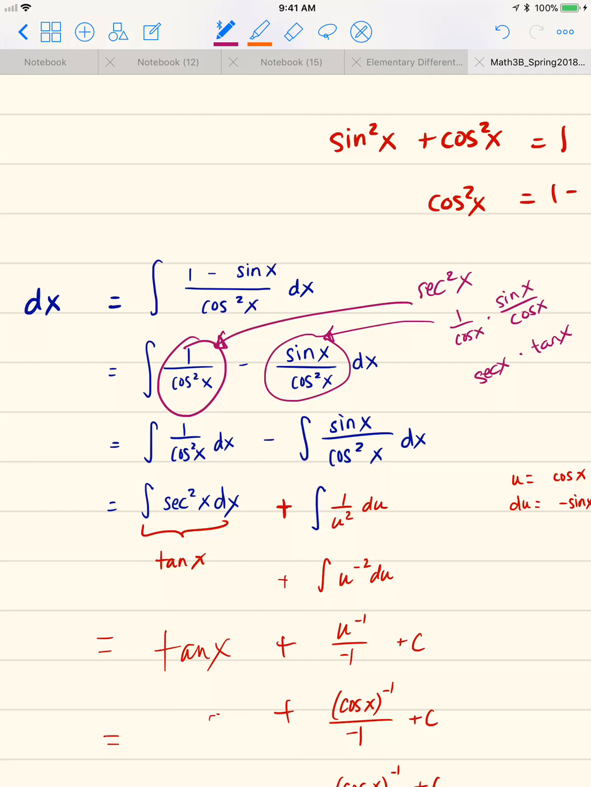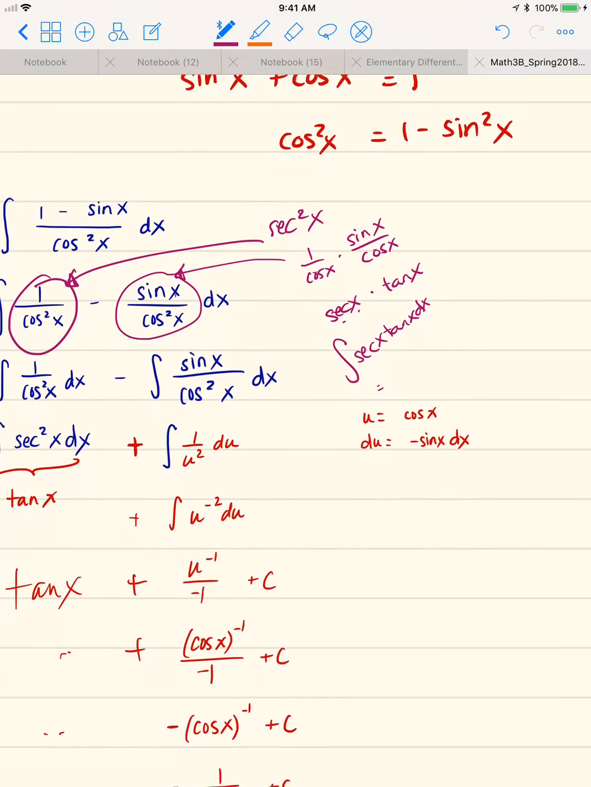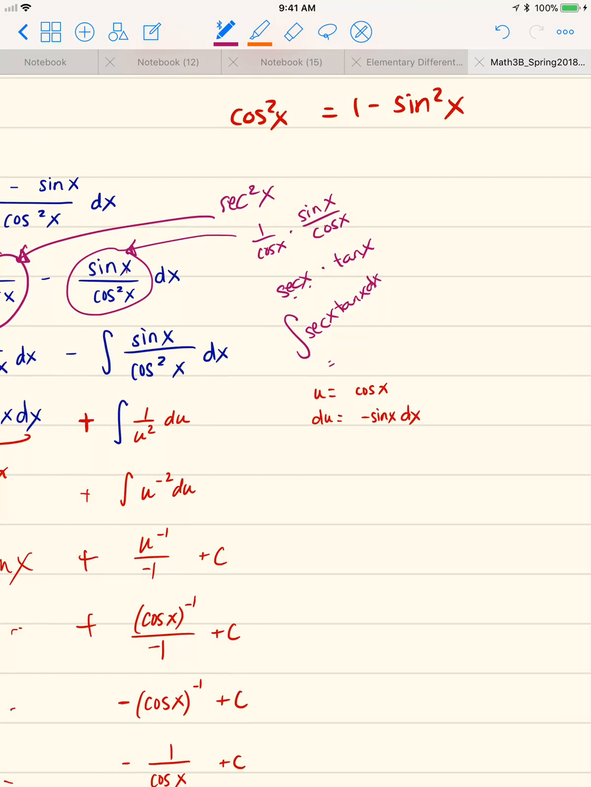So in fact, if I had written originally sine x over cosine squared is equal to secant x tan x, then I could have just said the integral of secant x tan x dx is equal to secant x plus c. This is on that table.